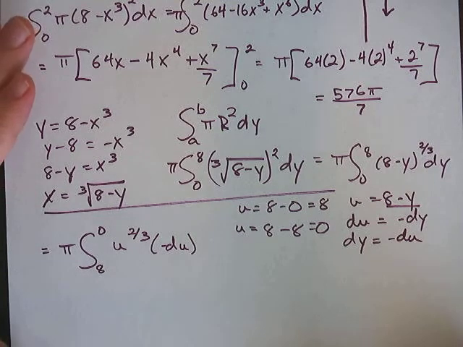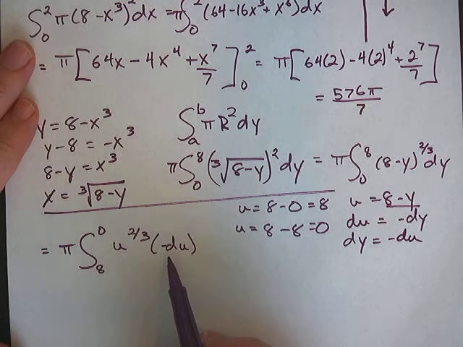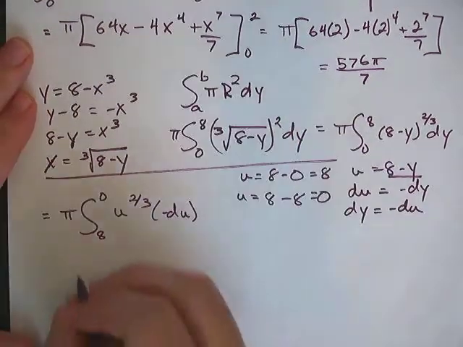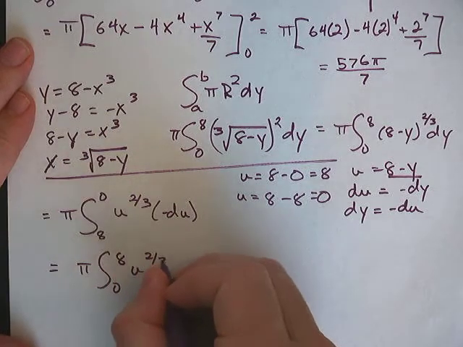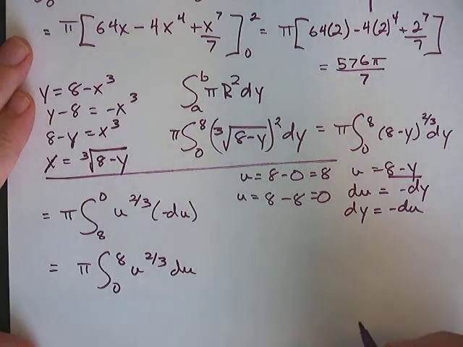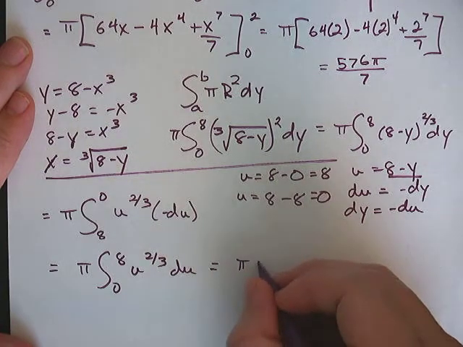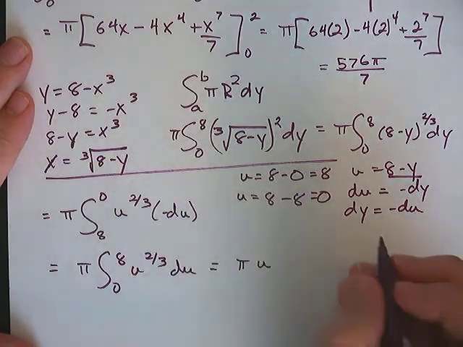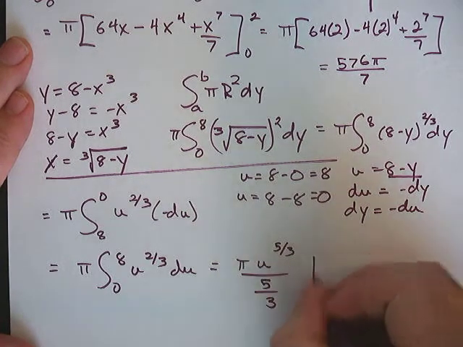Okay, so how we're going to take care of those limits being backwards: you can just flip the limits and put a negative sign out front, which is convenient for us because we already have a negative floating around here with this negative du. So if I flip the limits and I become negative, but then I multiply through this negative, basically the negative signs cancel. So I get the integral from 0 to 8 of u to the 2/3 du. I flipped the limits, I've distributed this negative sign, and now all my negative signs are gone. So now it's pretty easy. We have pi times u to the, we add 1 to the exponent, so it becomes 5/3, over 5/3, from 0 to 8.